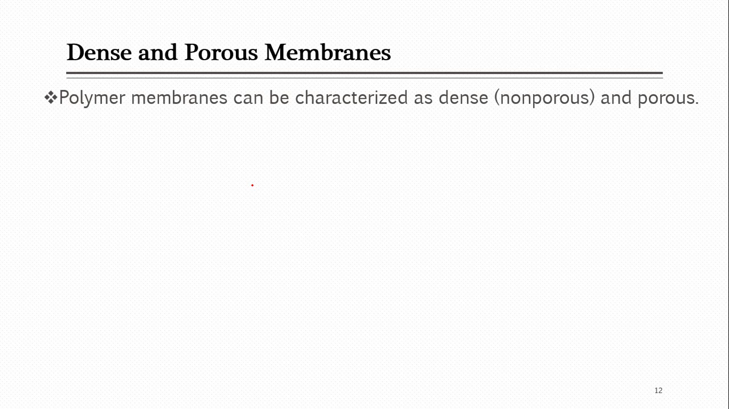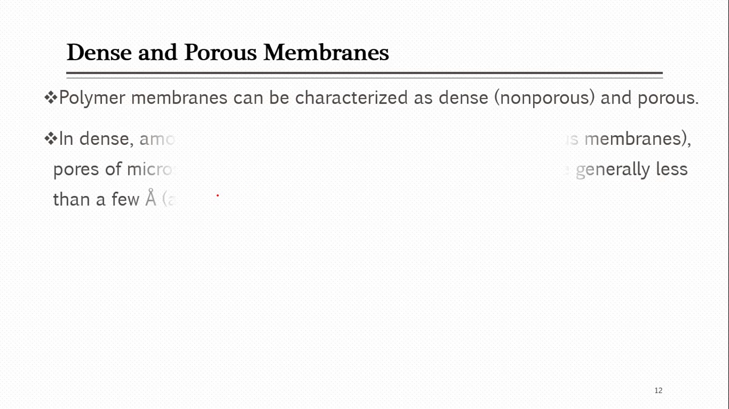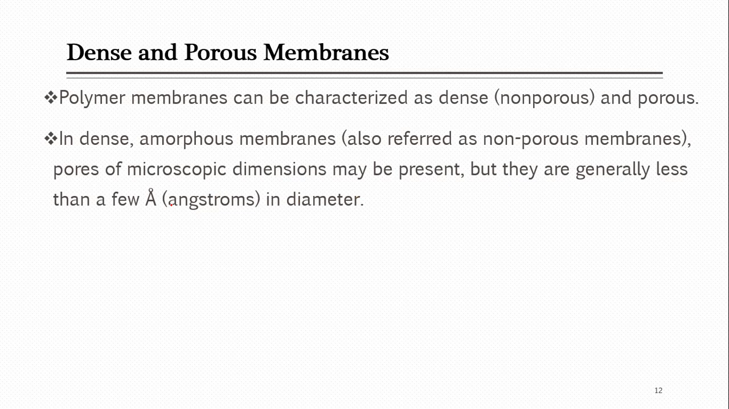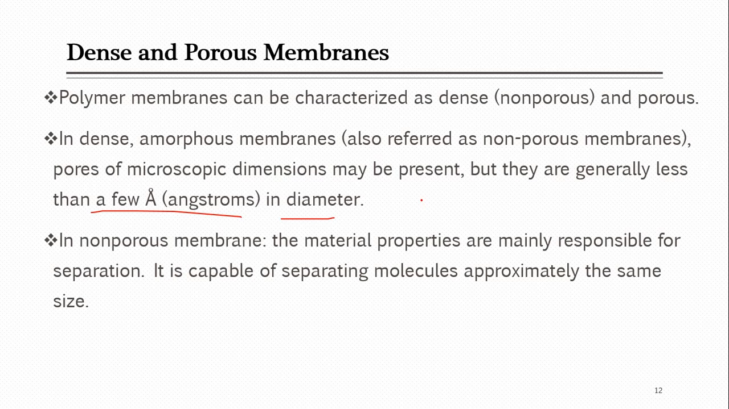And then membranes are classified into two categories, dense membrane and porous membrane. Dense membranes are also named non-porous membranes. They usually don't have any pores, or if there are pores, they are very small, like a few angstroms in diameter. And because most of the time they are non-porous membranes, separation doesn't take place based on size, it takes place based on various properties.